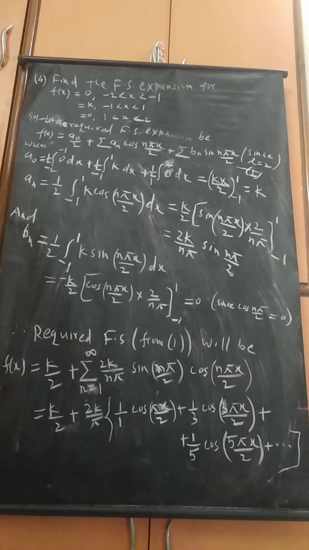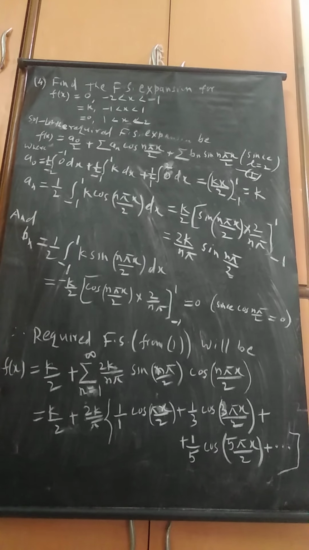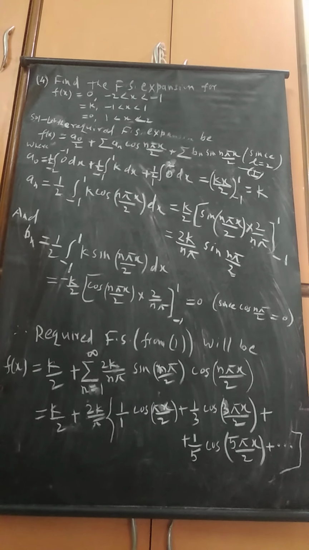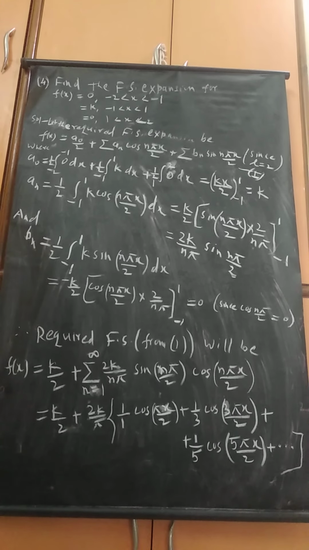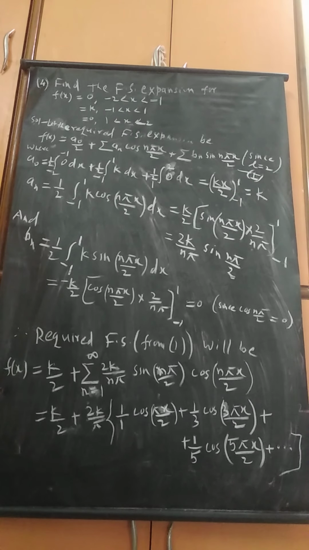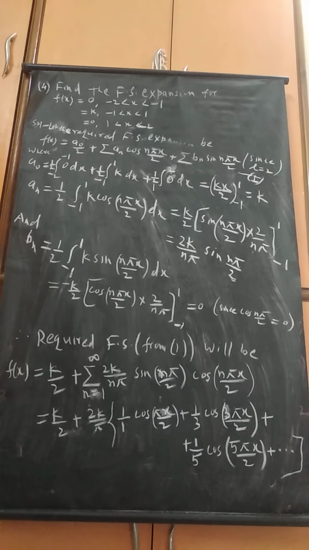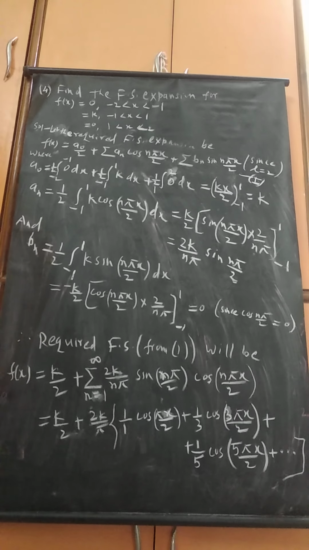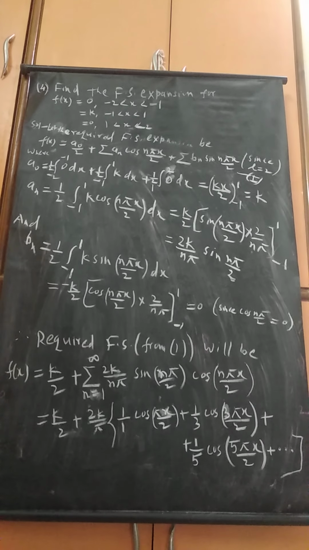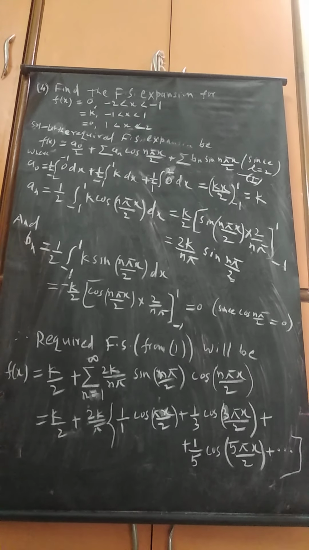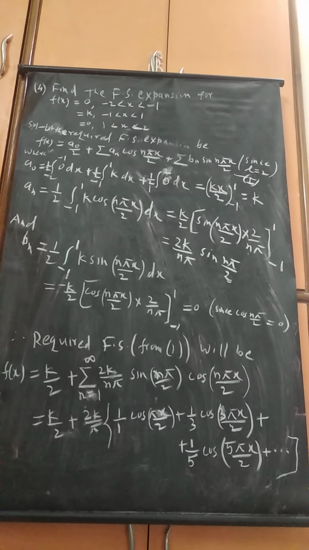an is equal to 1 upon 2 integral, again same line, 1 upon 2 integral minus 1 to 1 k into cos of n pi x divided by 2 dx. In minus 2 to minus 1 and in 1 to 2 the value of the function is 0, and therefore these integrals will not appear, only one will appear, and that we have written here.